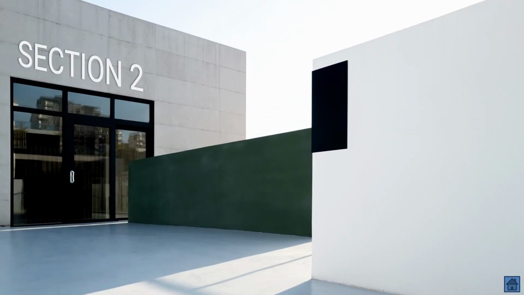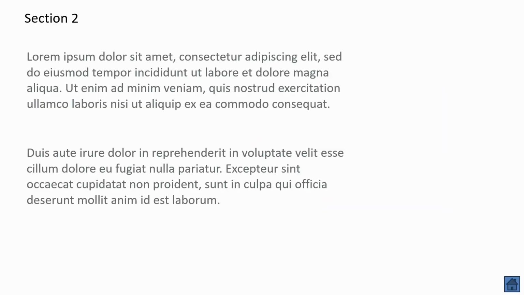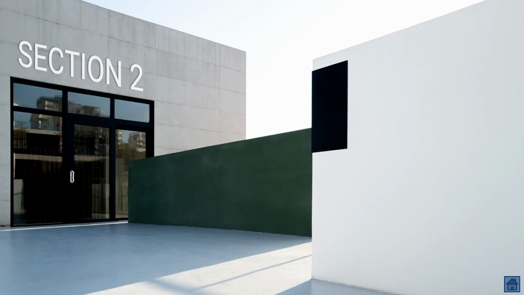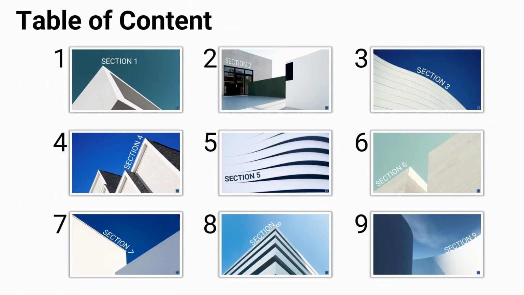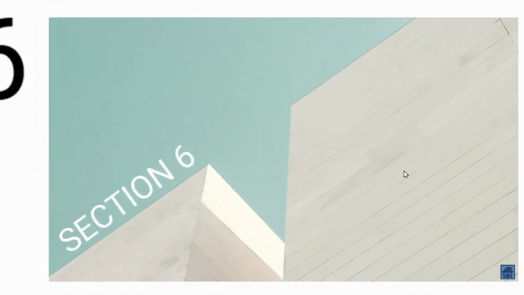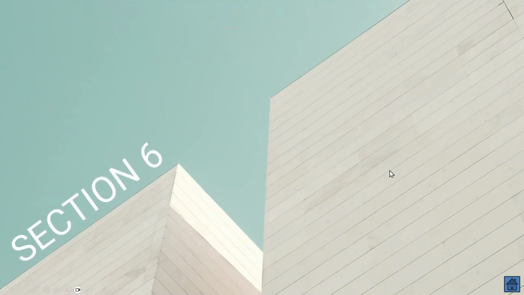So when I clicked on number 2, it took me to the slide for section 2. Then I can continue my slides from here. If I scroll backward, it takes me back to this original page. Let's try this with, say, section 6. This one takes me to section 6.